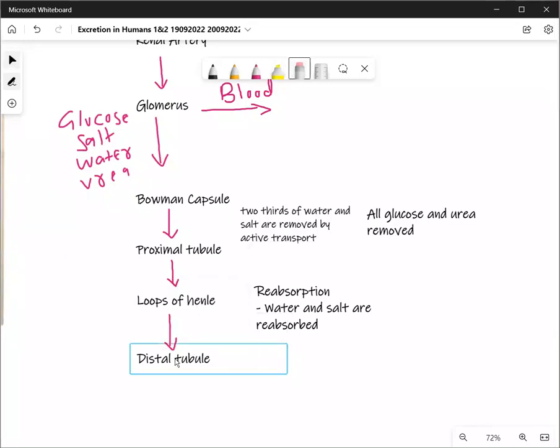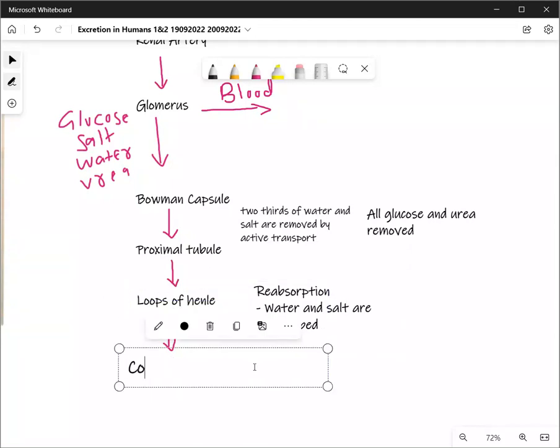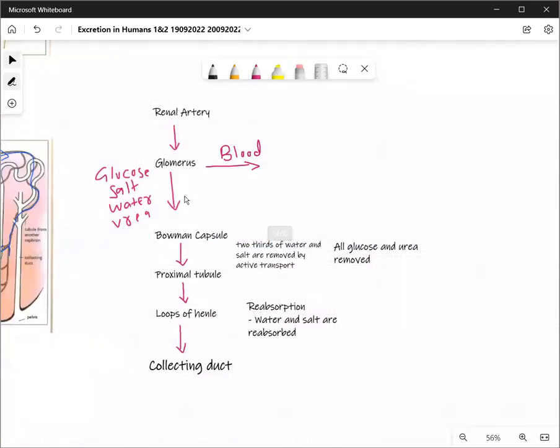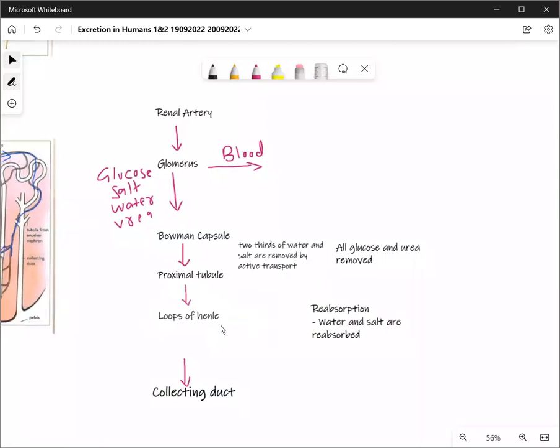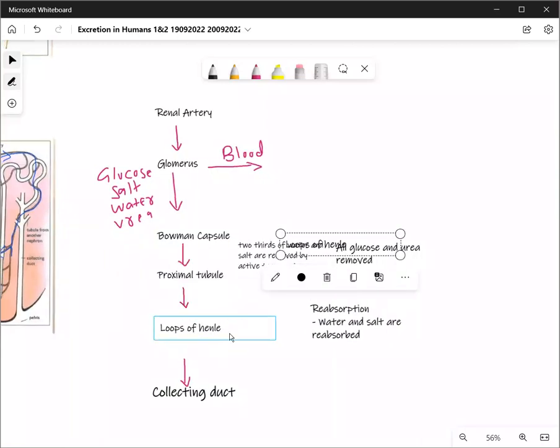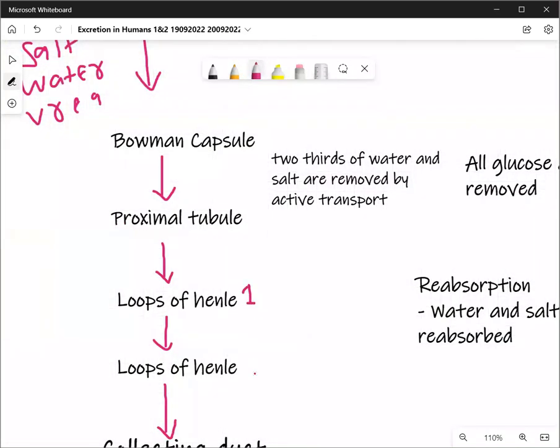Now, this distal tubule, you can remove the name over here actually, and call this collecting duct. Now, I want you to write this down. So these five things: renal artery, glomerulus, Bowman's capsule, proximal tubule, loops of Henle. There are two parts of loops of Henle actually. Let's say loops of Henle 1, loops of Henle 2.